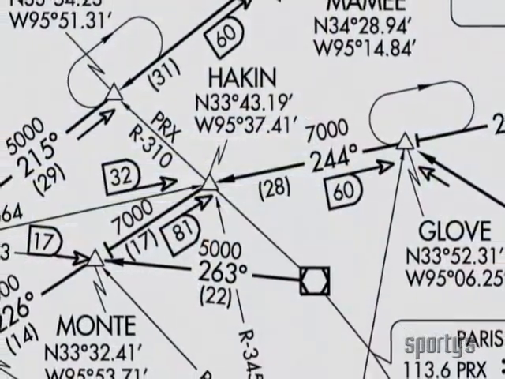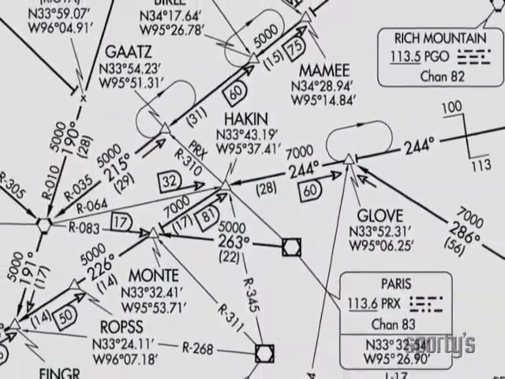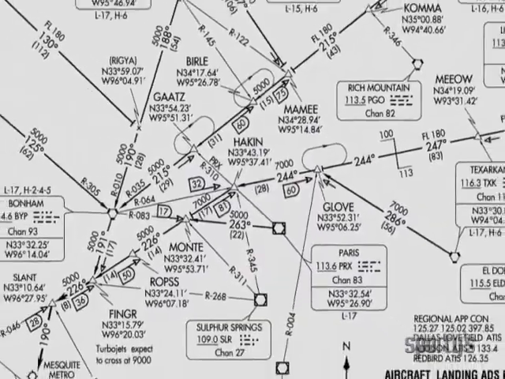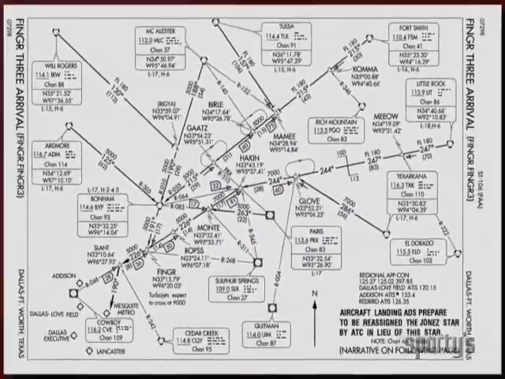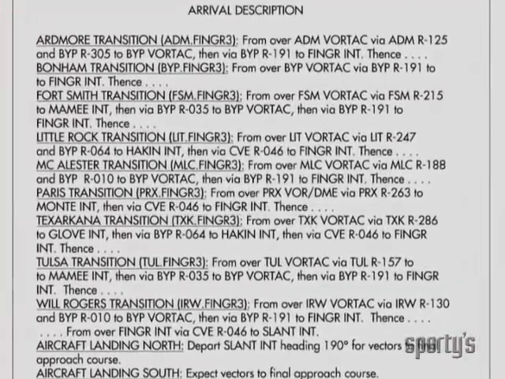Let's take a look at a STAR, the Finger 3 arrival to the Dallas area. Scary looking, isn't it? It's relatively simple, though. Most of the detail on the chart depicts the many transitions to Finger. The nub of the matter is on the next page in words.